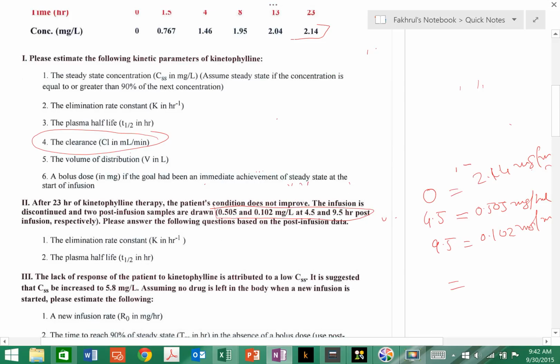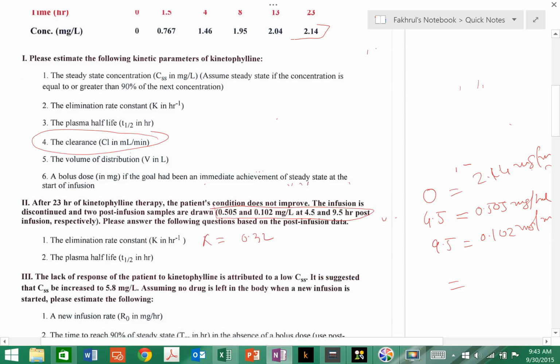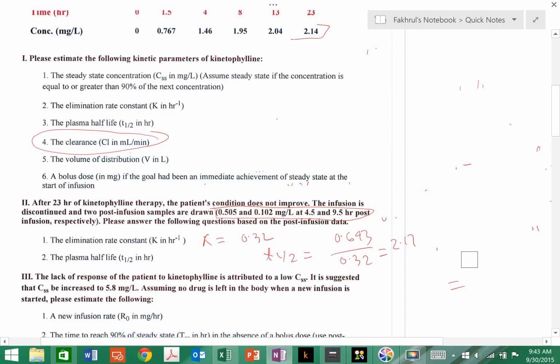So your new K is going to be 0.32. Let's see if it is correct. Yes, your new K is 0.32, and based on this new K you can also calculate a plasma half-life. T half is equal to 0.693 divided by 0.32. Plasma half-life would be, I think, 2.17. So this is how you calculate K for post infusion data.